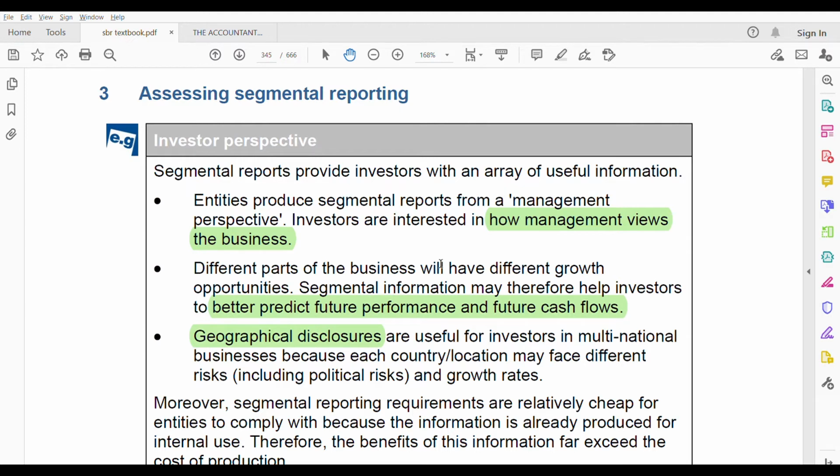Now you need to see the case study also. You just cannot say, okay, IFRS it should be applied. You have to see the type of business you are given. If it's a small business which is just operating locally, you cannot say geographical disclosure is useful because they're just operating locally. Why would they need this disclosure of geographic locations? It is only for very big businesses.